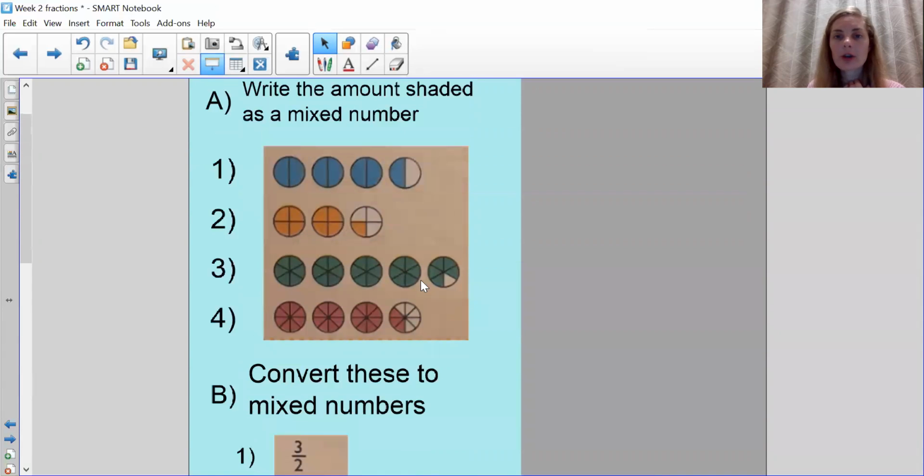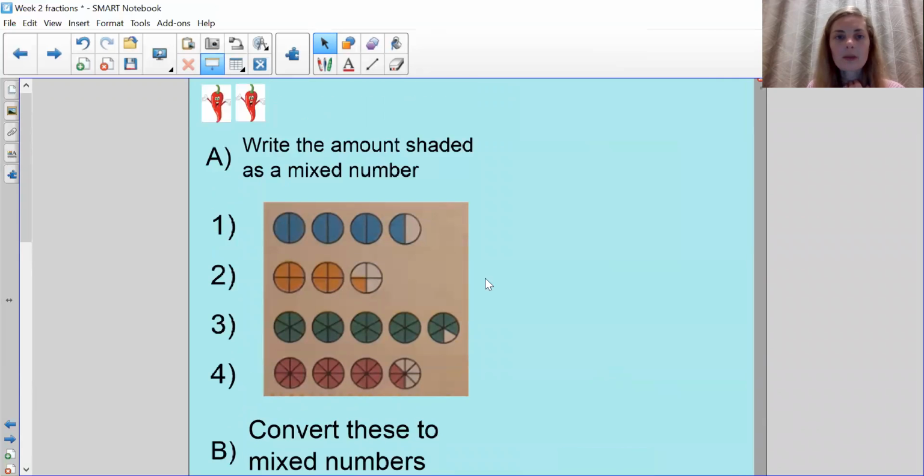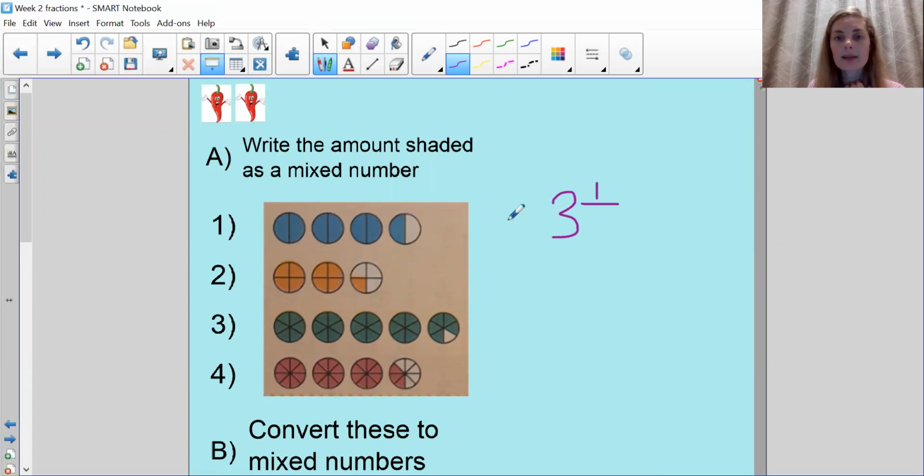Right, 2 chilies, let's look at your answers now, okay? Right, so I want to know the amount that is shaded as a mixed number. So how many wholes do I have here? I have 3, and I've got 1 slice, and these have all been divided into 2 equal parts. So it's going to be 3 and a half. Here I've got 2 whole pizzas, cakes, pies, and I've got 1 little slice left over out of 4. Here I've got 1, 2, 3, 4 whole pizzas or pies or cakes, and I'm left with 1, 2, 3, 4, 5.